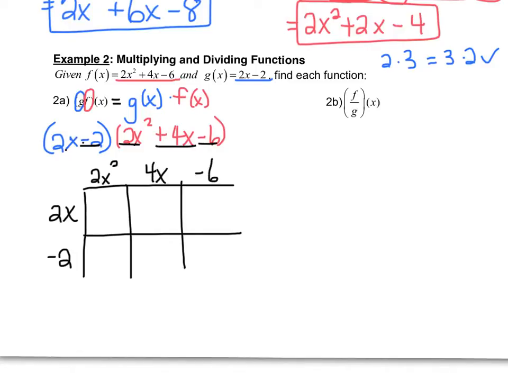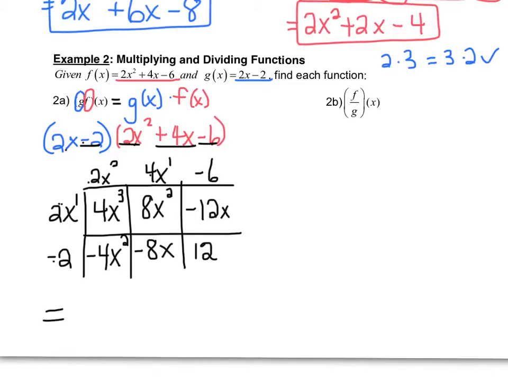Now I'll go through and multiply. 2 times 2 is 4. x squared times x to the first is x to the third, because we add up the exponents. Next, 2 times 4 is 8. x to the first times x to the first is x to the second. And 2 times negative 6 is negative 12 with an x. All right, bottom row. Negative 2 times 2 is negative 4x squared. Negative 2 times 4 is negative 8, and there's just one x there. And last, negative 2 times negative 6 is positive 12.